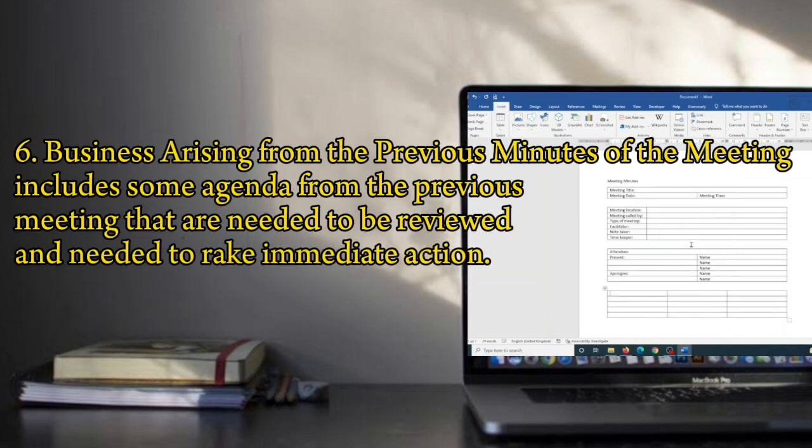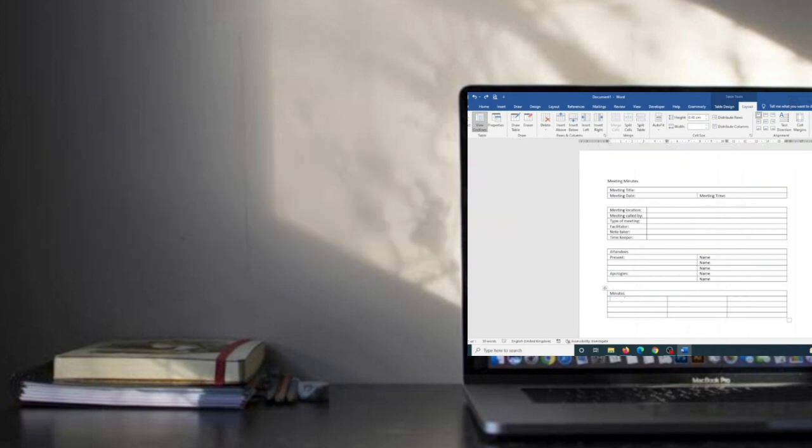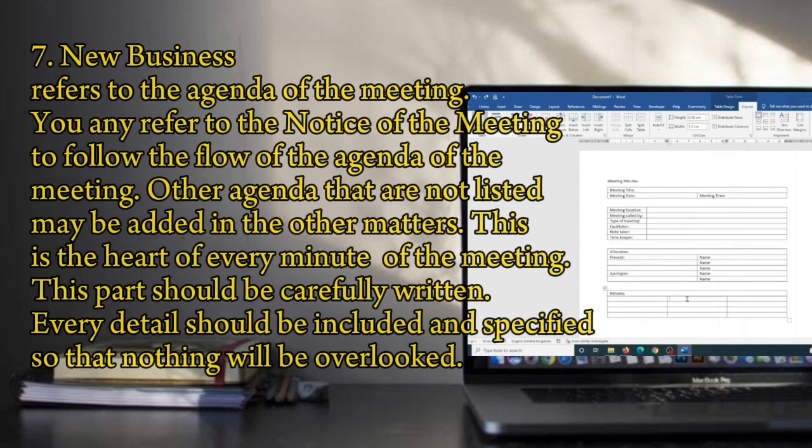The sixth one is the business arising from the previous minutes of the meeting. It includes some agenda from the previous meeting that needs to be reviewed and needs immediate action. And the seventh one is the new business. It refers to the agenda of the meeting. You may refer to the notice of meeting to follow the flow of the agenda of the meeting. Other agenda that are not listed may be added in the other matters.